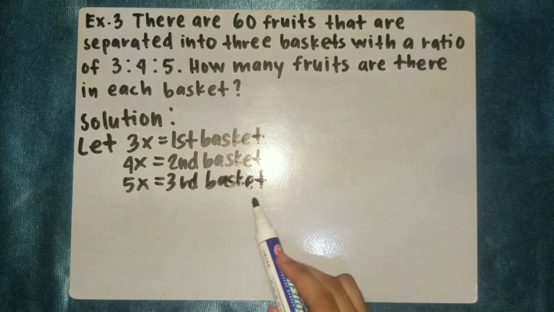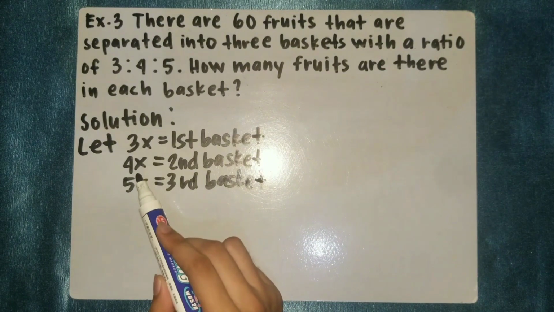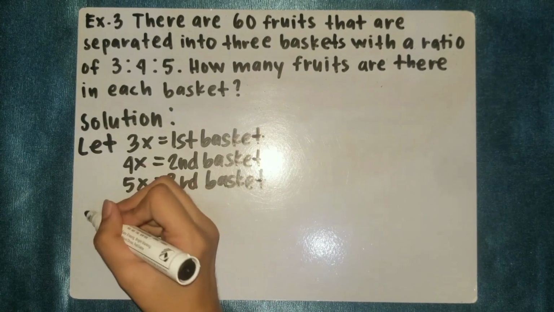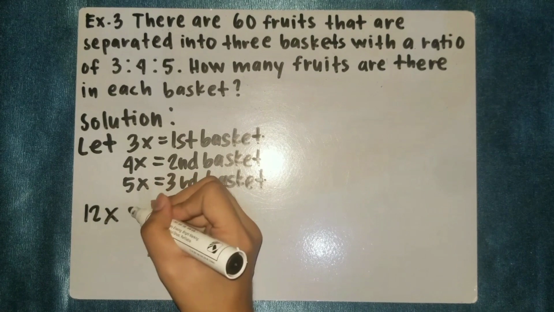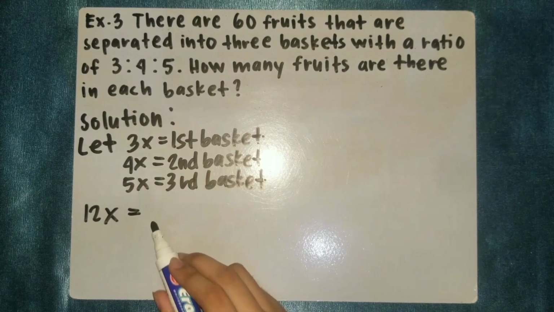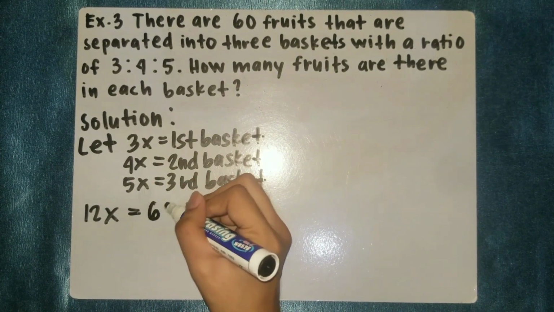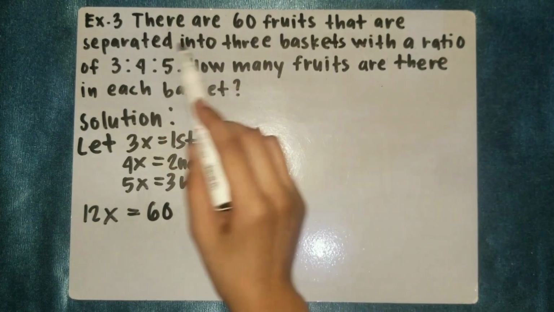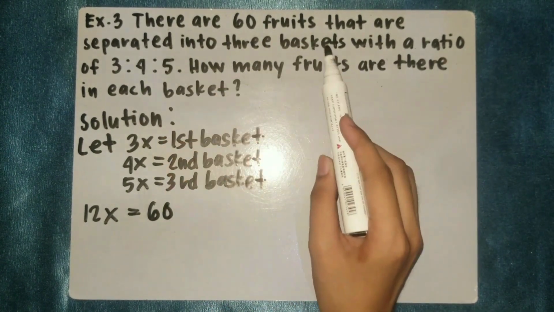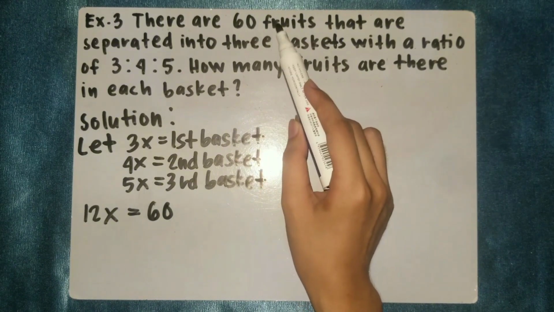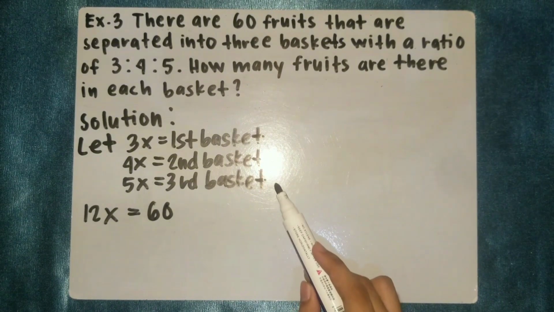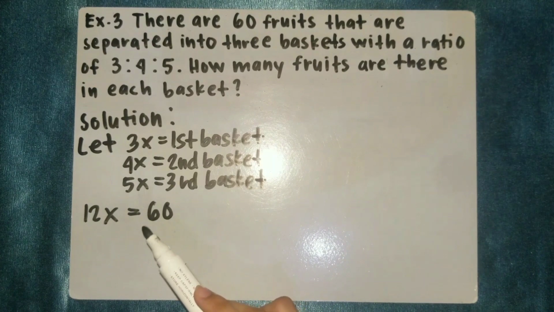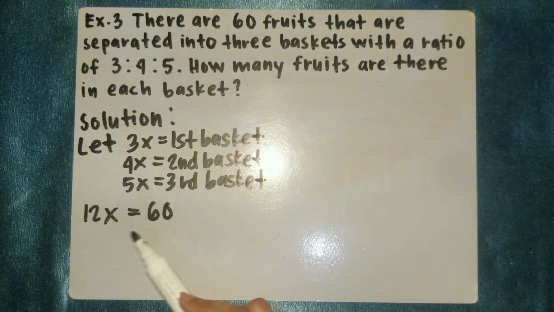And let's add 3x plus 4x plus 5x equal 12x. At ang ilalagay natin dito ay 60. Dahil sabi dito, there are 60 fruits that are separated into 3 baskets. It means 60 fruits ang paghahatian ng bawat basket. Kaya ang ilalagay natin dito ay 60. Then now let's solve for x.